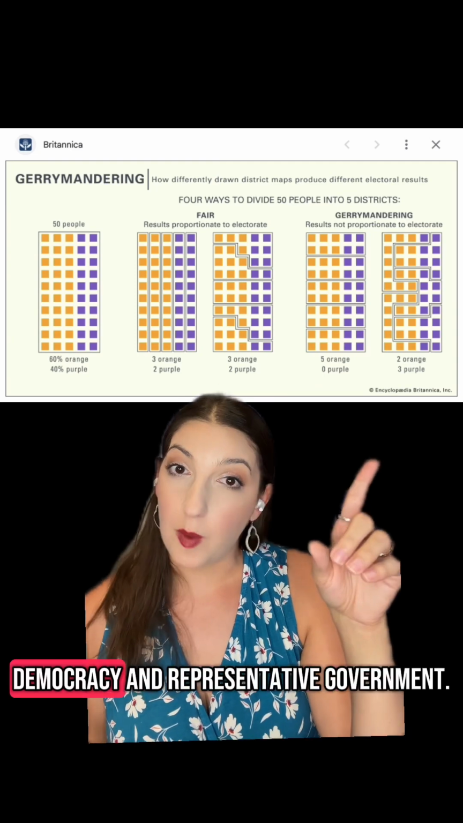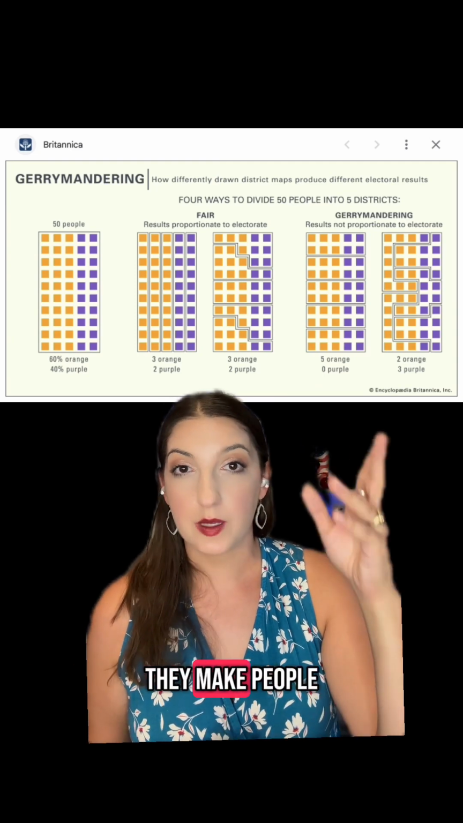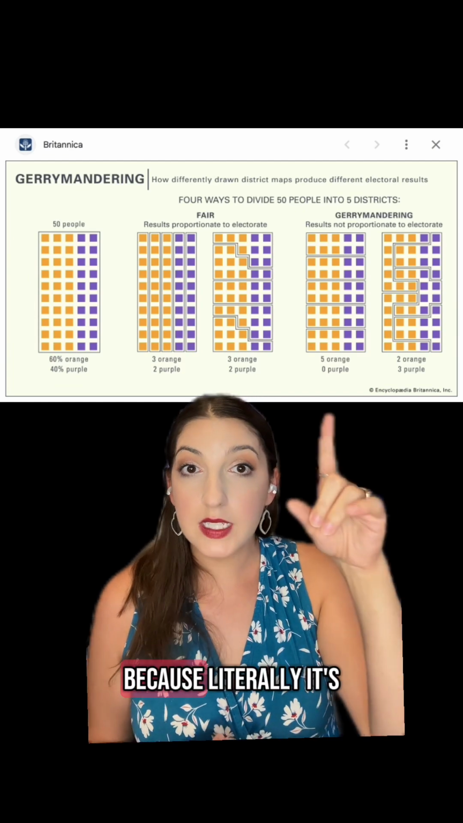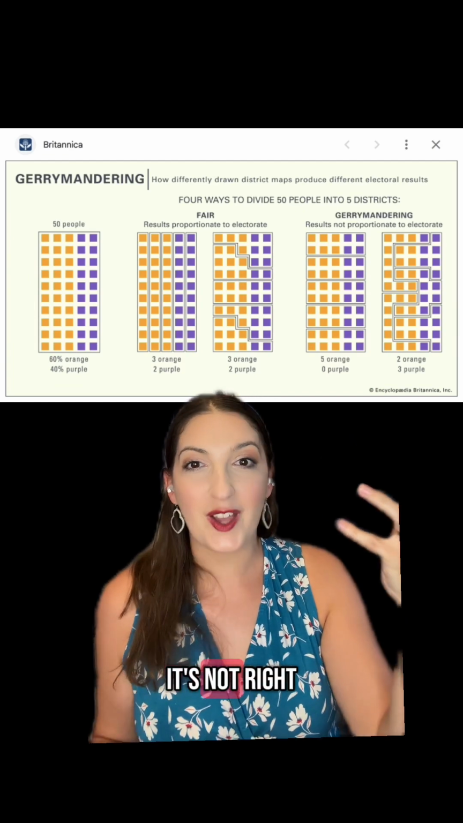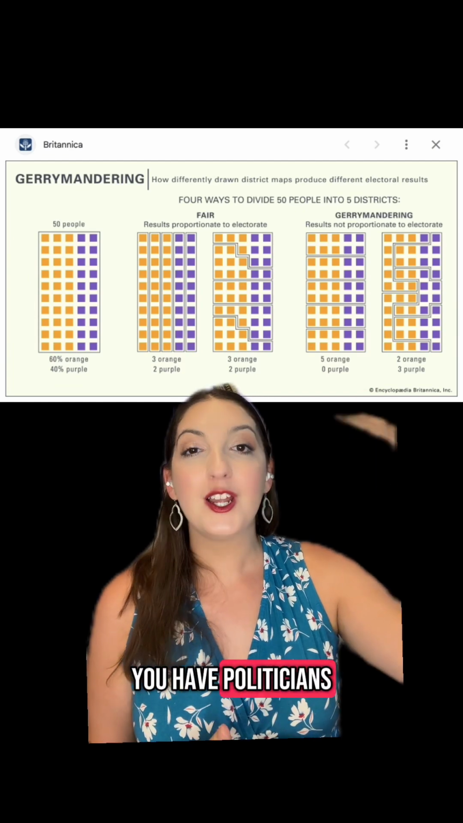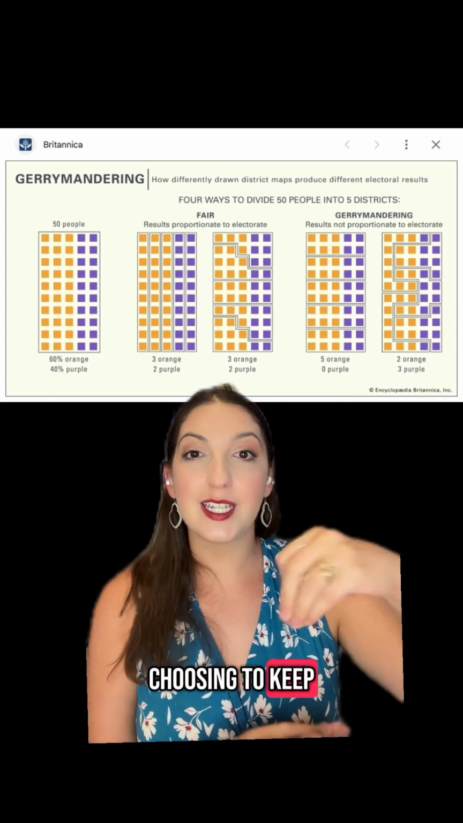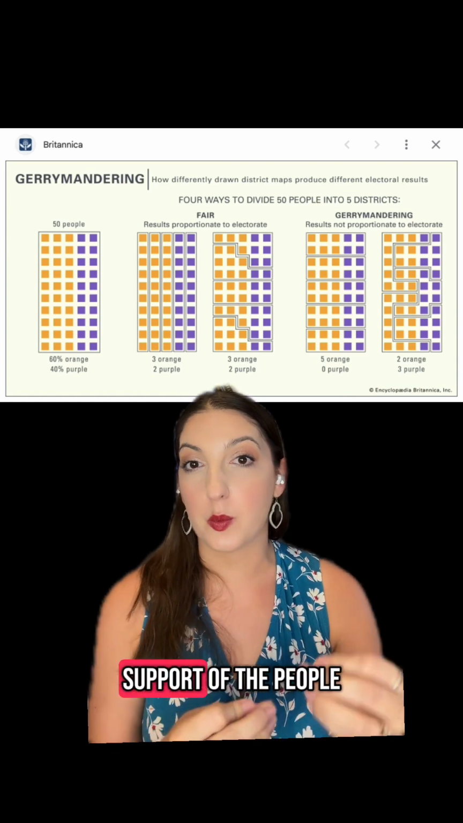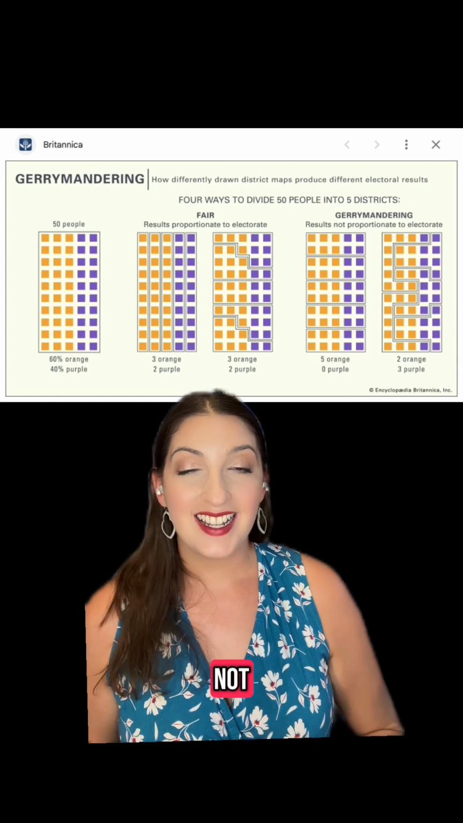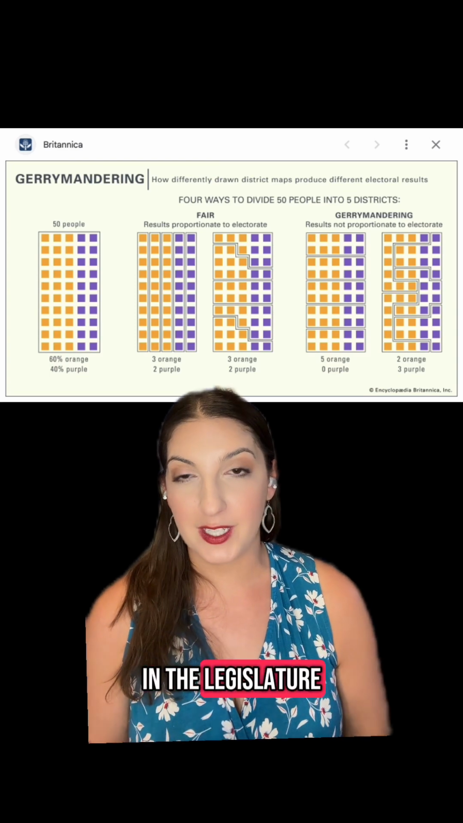Both of these are bad for democracy and representative government. They make people feel as if their voice isn't being heard, because literally it's not. You have politicians choosing their voters, choosing to keep themselves in power even when they don't have the support of the people, or at least not in the numbers that they show in the legislature after doing this.